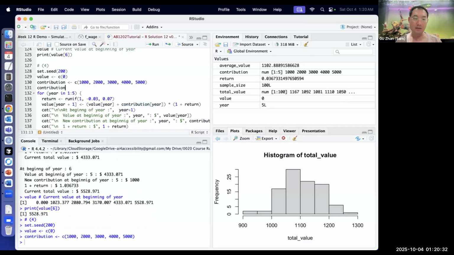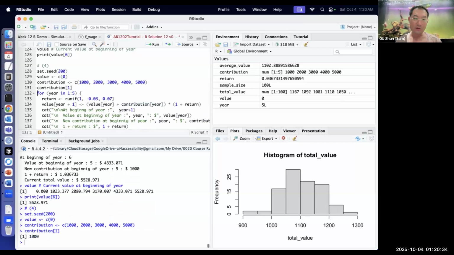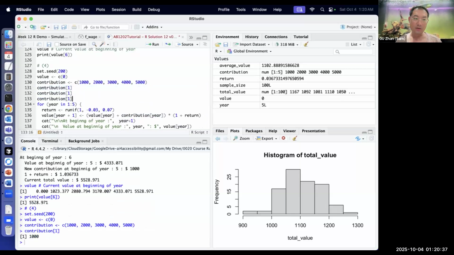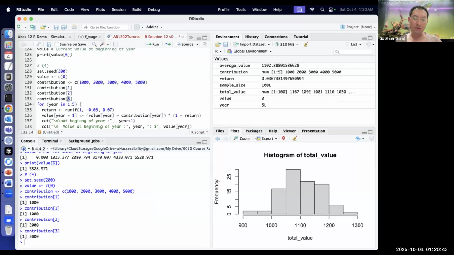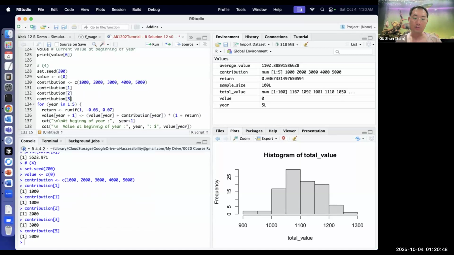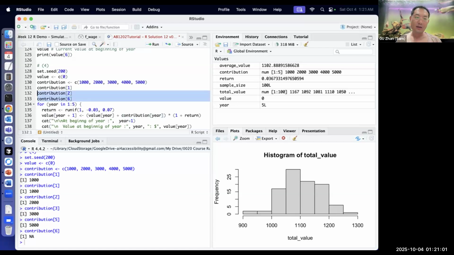So you can try this. Contribution 1 is 1,000. Contribution 2, contribution 3, contribution 5, you get 5,000. Contribution 6, you can't find it. Okay, so basically this is what you can get. This code will get a different contribution for each year. Okay, so I leave it there.